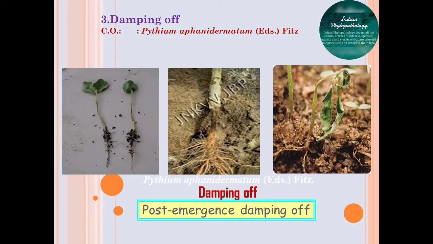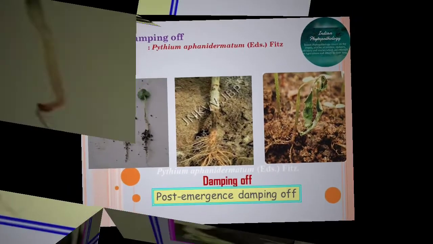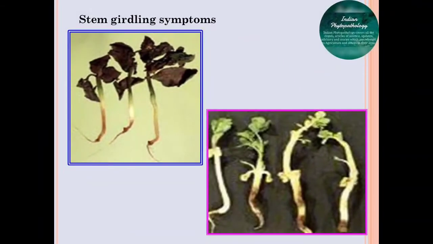Stem girdling also occurs at the collar region of the plant. You can see in images. Affected tissue rots and the seedling may collapse. That's why it is a very important disease.